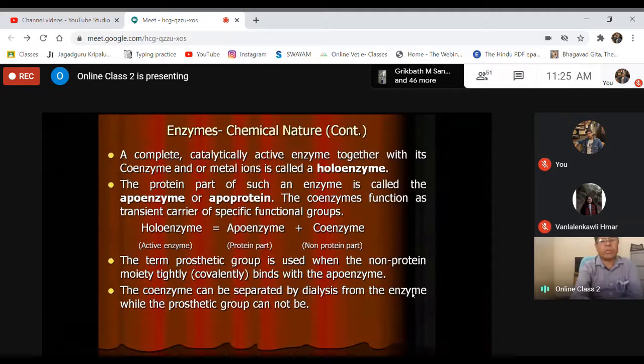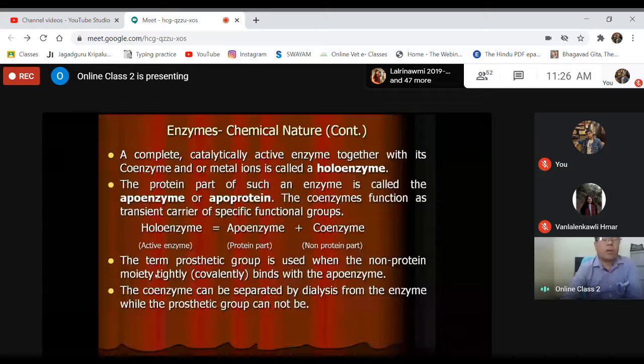Okay. The coenzymes function as transient carriers of specific functional groups. So this is the function of the coenzymes. What is the function? The coenzyme acts as a carrier, a transient carrier of the groups during the course of the reaction. So holoenzyme, the active enzyme component, is equal to apoenzyme plus coenzyme. That means holoenzyme minus the apoenzyme becomes the coenzyme, or you can say holoenzyme minus the coenzyme is the apoenzyme.